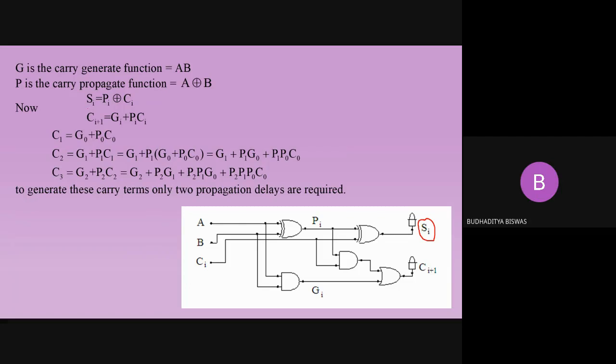So SI equal to P XOR CI, because it's very easy to understand, because the SI is the output of this XOR gate. The inputs are PI and CI. So PI XOR CI is the expression for SI. And what about the expression for CI plus 1, in terms of these three variables? GI plus PI CI. Very good. It is very easy to understand why CI plus 1 equal to GI plus PI CI.